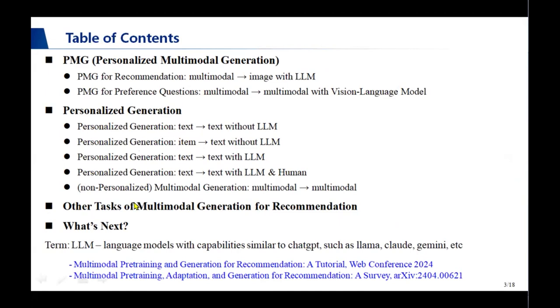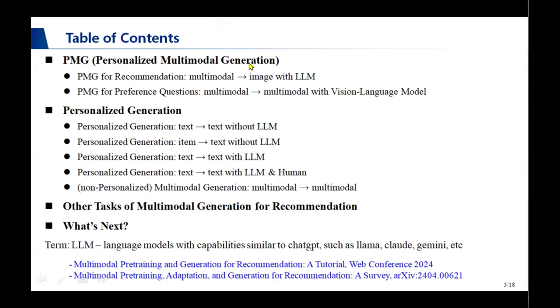And later I will also talk about some other tasks for multimodal generation for recommendation, because personalization is not the only thing for recommendation, right? We can make things more personalized, which would be better for recommendation. We could also use large language models or other methods to make the features more attractive, and that could also help recommendation. But in this talk, my focus would be more on the personalized generation part. So I will mention a few other studies, and in the end, we'll talk about what is next.